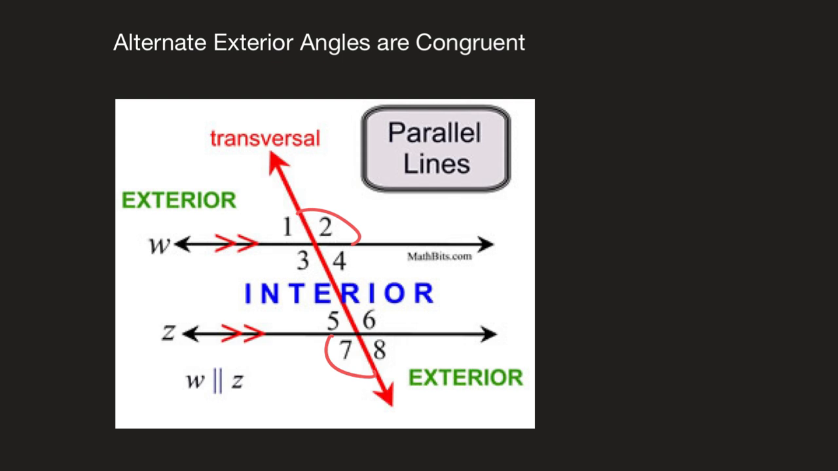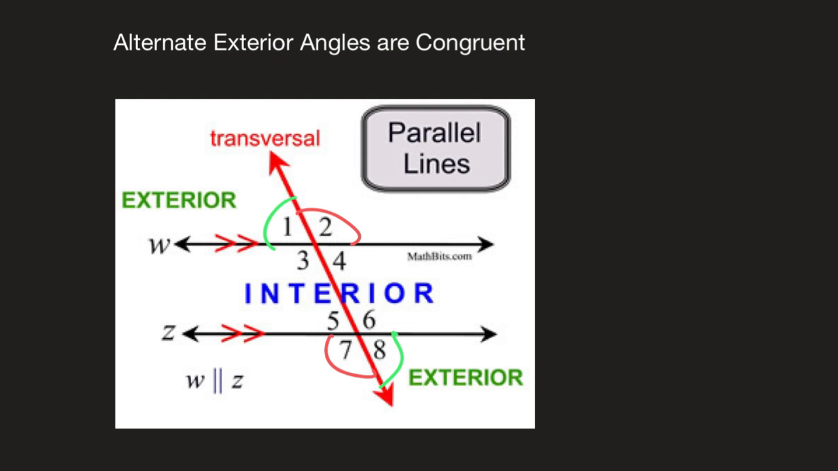And those angles should be of the same measure, the same shape, the same size, so to speak. What would be another pair of alternate exterior? There you go. 1 and 8. Angle 1 and angle 8 would also be considered alternate exterior angles. And those angles are congruent. So if angle 1 was 30 degrees, you know that angle 8 is 30 degrees. Okay?